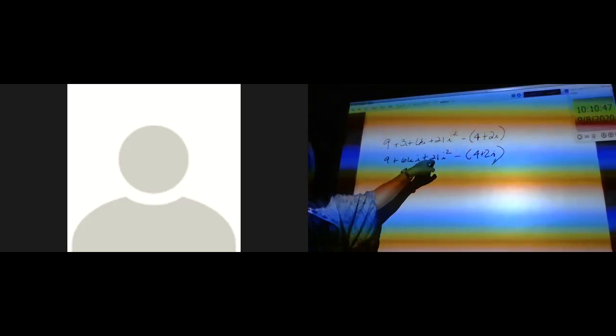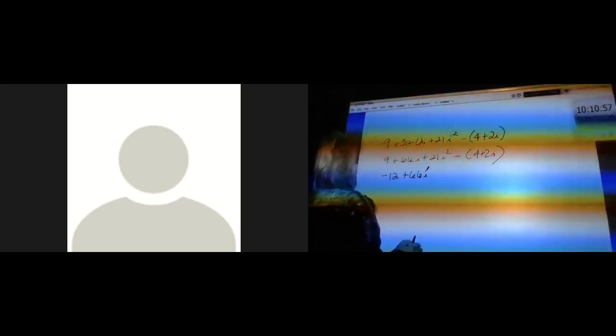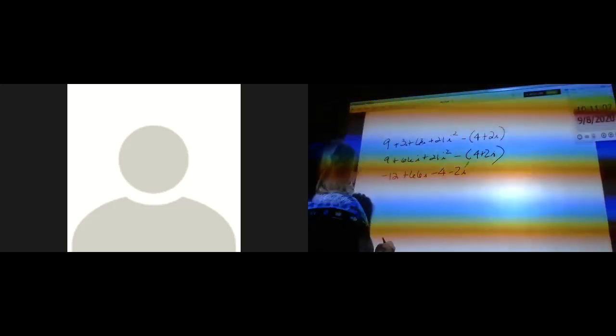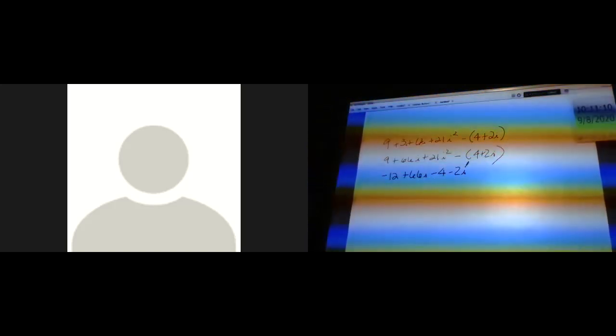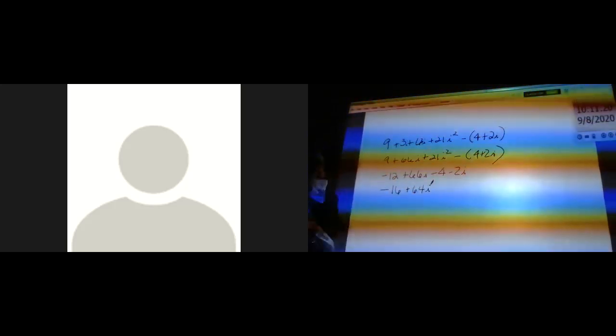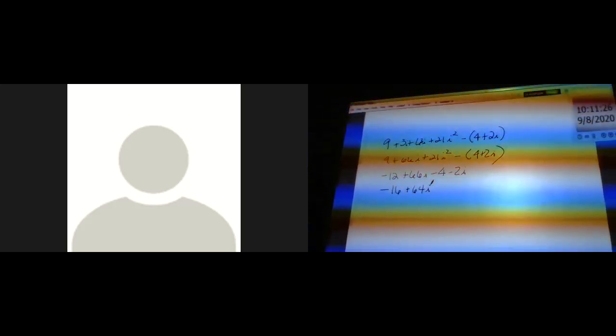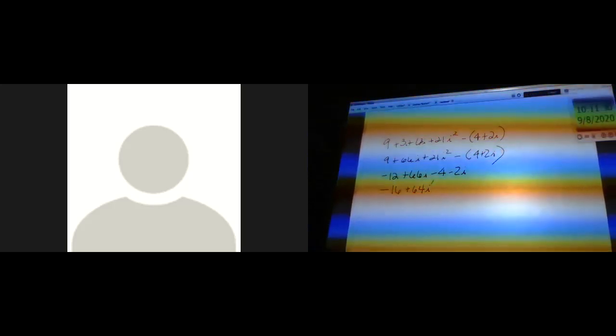So 9 minus 21 is negative 12 plus 66i. Now we're going to distribute this negative. So we have minus times a 4, minus 4, minus 2. So negative 12 minus 4, 66i minus 2i. So yeah, you can do it either way. Most important thing is you multiply first.